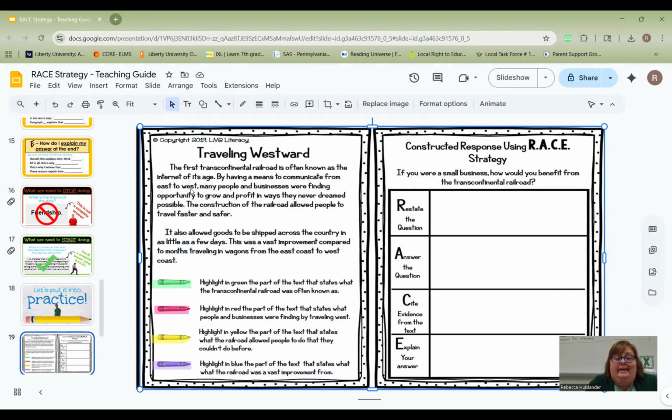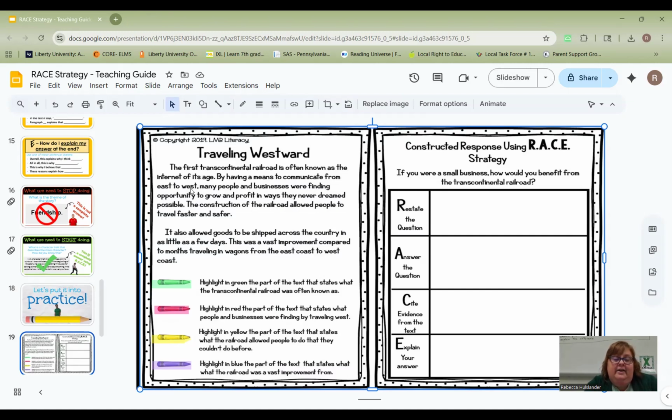So next, highlight in yellow the part of the text that states what the railroad allowed people to do they couldn't do before. All right, that I think is a very key piece, which is awesome. The text states that the railroad allowed people to travel faster and safer. It allowed goods to be shipped across the country in as little as a few days.